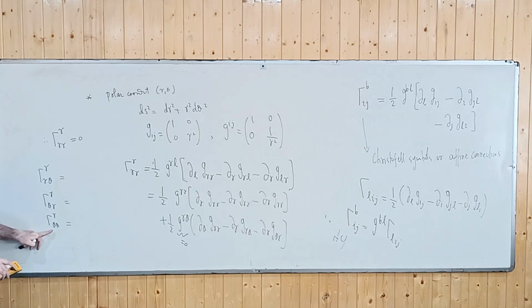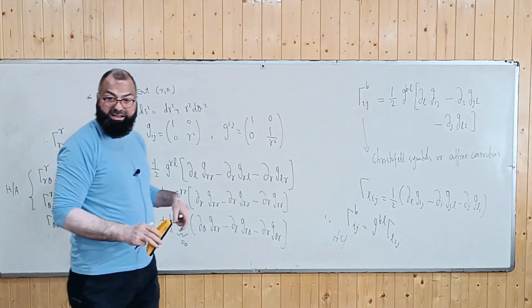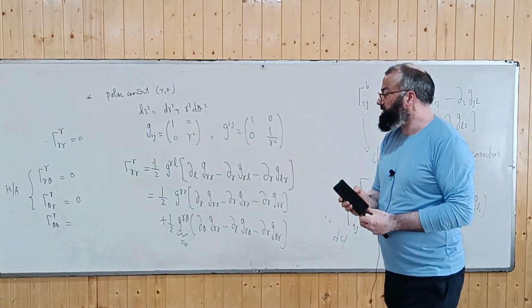Okay. So let me calculate this component. So these components will be equal to 0. You have to show it. So this will be home assignment. Just substitute in this very formula and use that very metric. You will see these are equal to 0. So let's check it. I will do it myself. Then I will tell you the other 4.